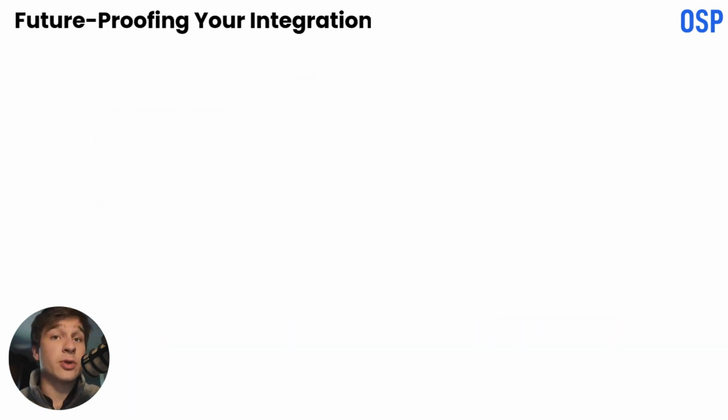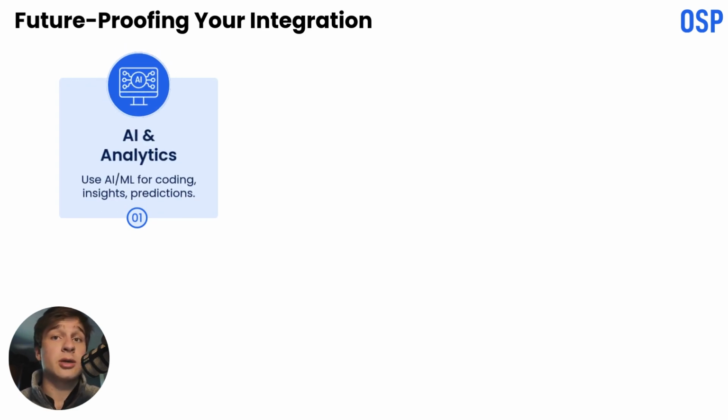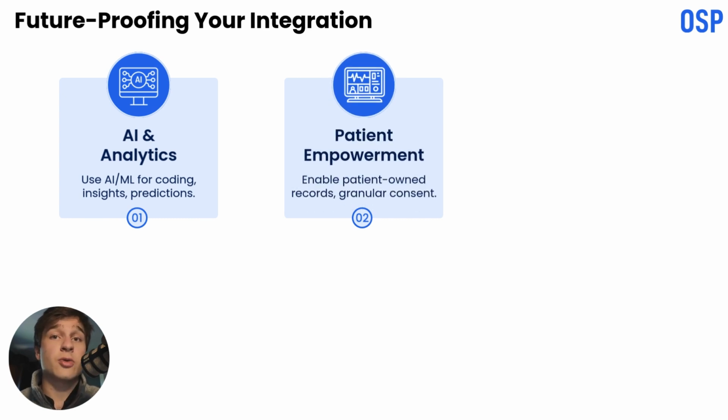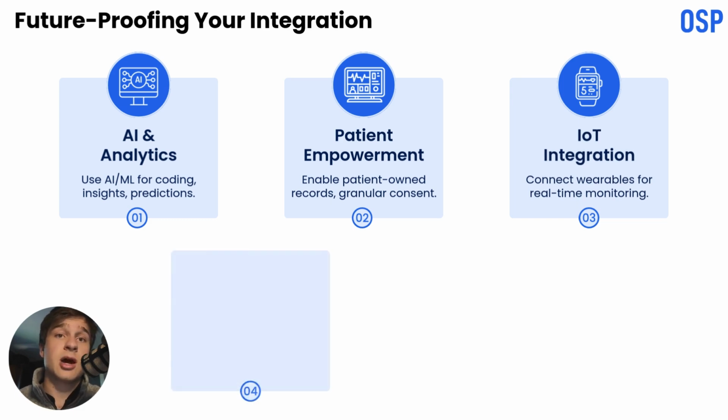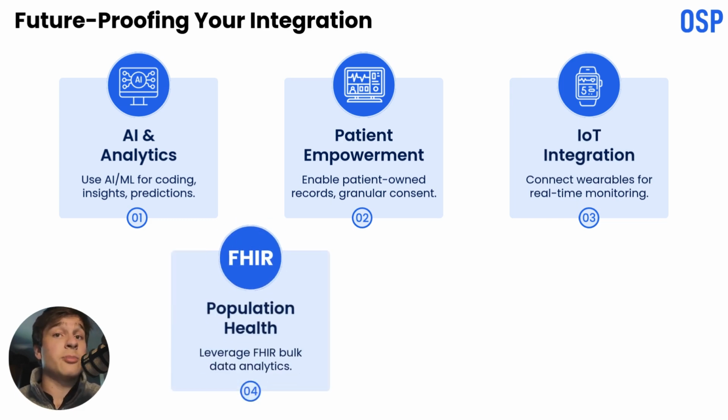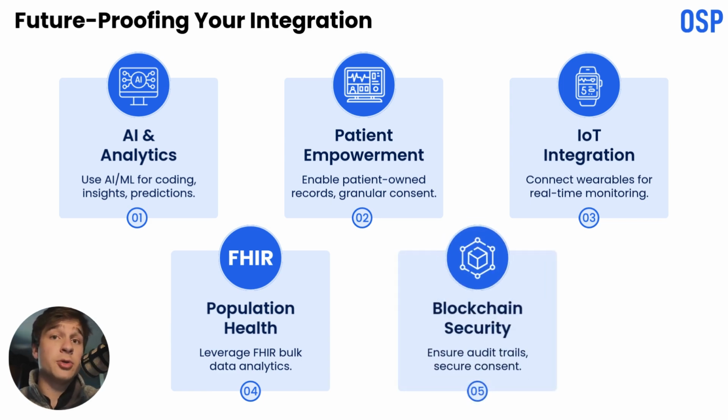And keep your integration future ready. So explore AI and ML for automated coding, clinical insights, and predictive analytics. Enable patient-owned records and granular consent. Integrate IoT devices and wearables for real-time monitoring. Leverage FHIR bulk data for population health analytics. Consider blockchain for immutable audit trails and secure consent enforcement. By staying ahead of trends, your health app becomes a trusted, scalable, and innovative partner for healthcare providers and patients alike.